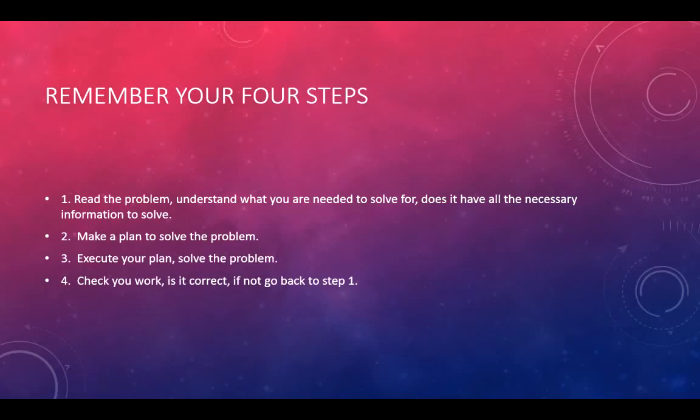Today I will be showing you how to solve word problems using a formula and also using the 4 steps that we have learned previously during this unit. So first, remember that you're wanting to use your 4 steps. The first thing you want to do is read the problem, understand what you are needed to solve for, and does it have all the necessary information to solve the problem. Make a plan to solve the problem, execute your plan, solve the problem, check your work. Is it correct? If it's not, then you're going to want to go back to step 1.